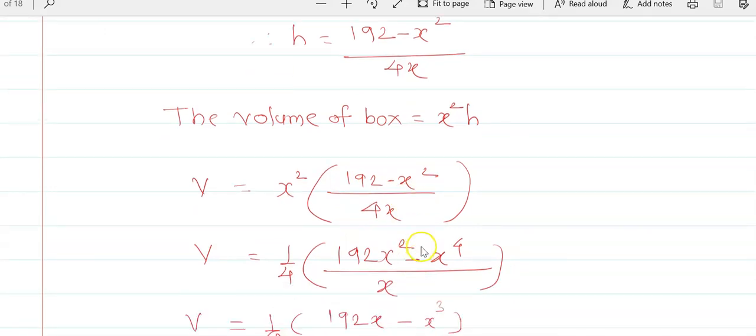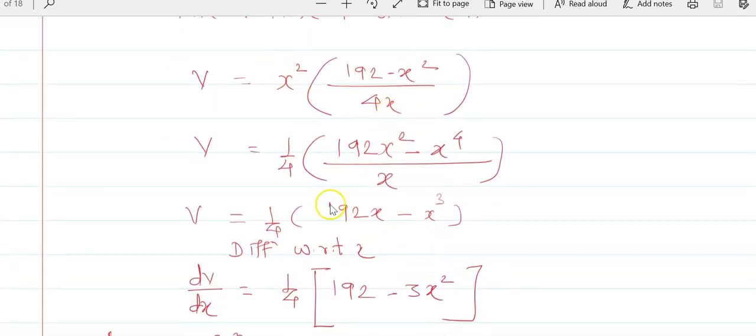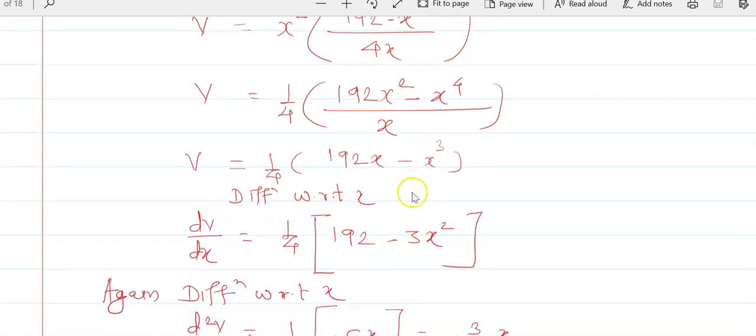Now we will simplify here. This x cancels. You will get 1 upon 4 into (192 x square minus x raised to 4) upon x. Instead of cancelling, we are multiplying here, that is (192 x square minus x raised to 4) upon x. And that's why we have V equals 1 by 4 into (192 x minus x cube). And now this is the V.